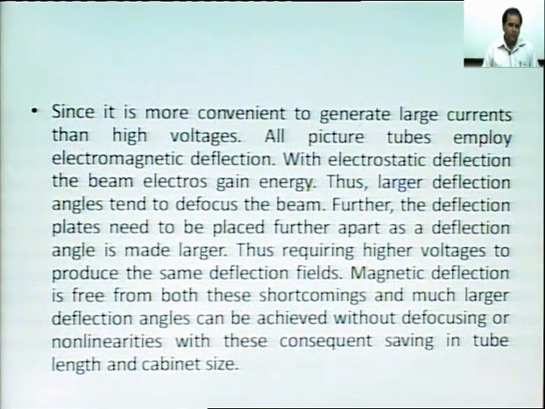With electrostatic deflection, the beam electrons gain energy, thus larger deflection angles tend to defocus the beam. Further, deflection plates need to be placed further apart as the deflection angle is made larger, thus requiring higher voltage to produce the same deflection field. Magnetic deflection is free from both these shortcomings, and a much larger deflection angle can be achieved without defocusing or non-linearity, with consequent saving in tube length and cabinet size.